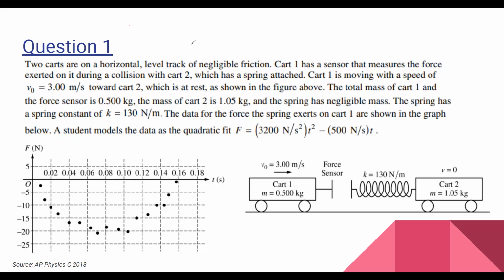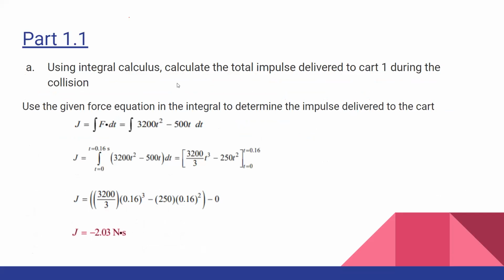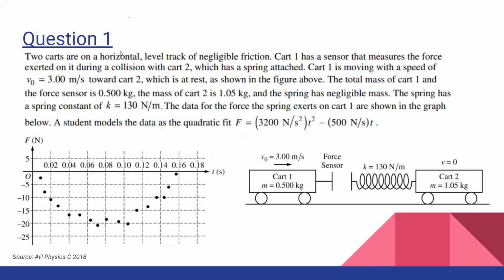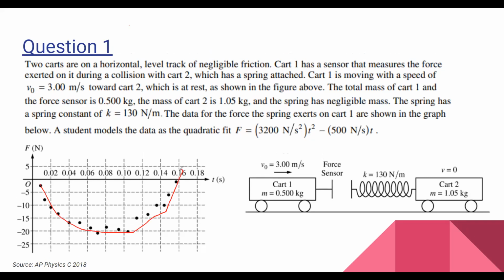So how you go about solving this is basically as follows. Part A asks for the total impulse delivered to Cart 1 during the collision. And impulse, if you're looking at a force-time graph, is the integral of the function. That basically means that since force is applied over time, in Physics 1 you'll learn that since force would be constant in momentum problems, it's force times time.